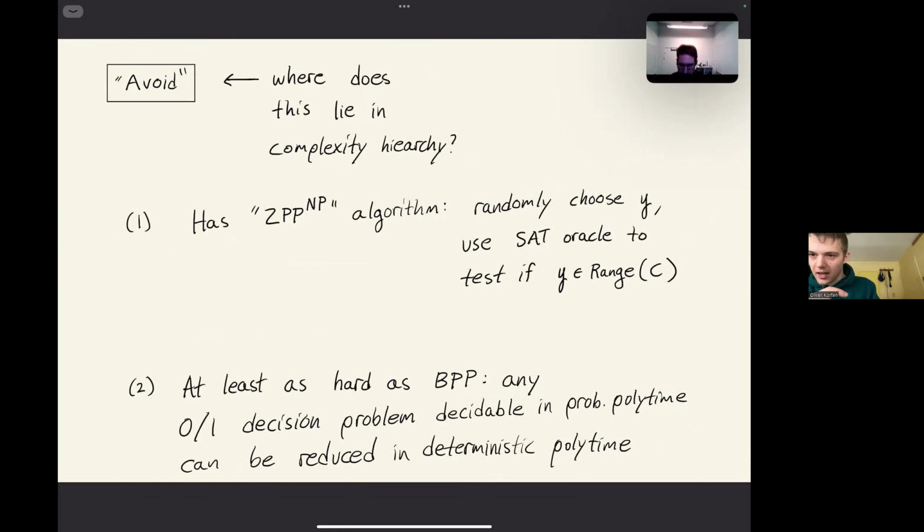In terms of lower bounds, what is this problem at least? Well, we know it's at least as hard as all these explicit construction problems, but in terms of more standard complexity classes, we can say that it's at least as hard as BPP. What I mean by that is, if you don't know what this class is, any standard binary decision problem that's decidable in probabilistic polynomial time, we can reduce deterministically to range avoidance.